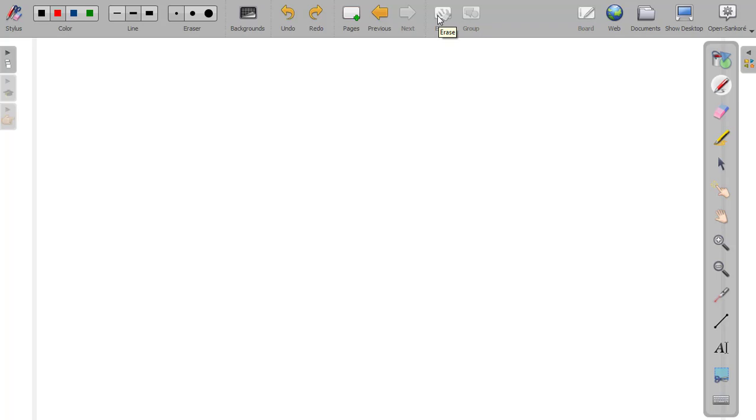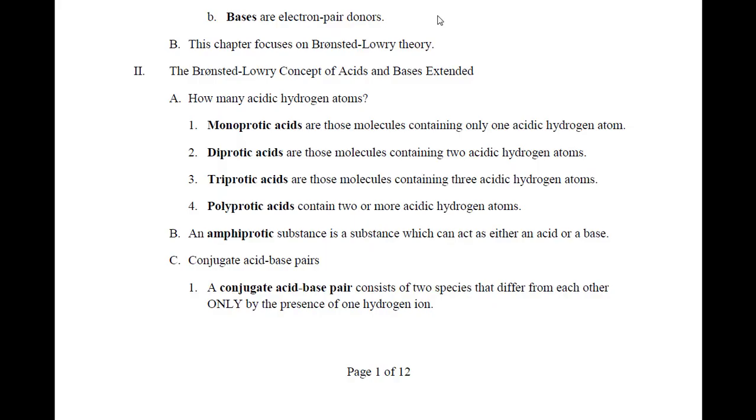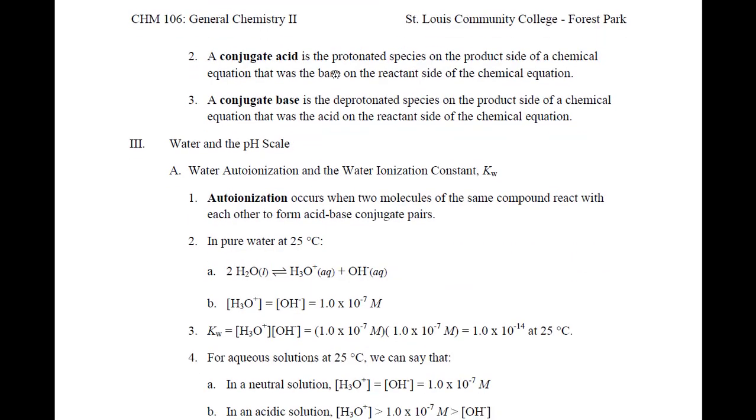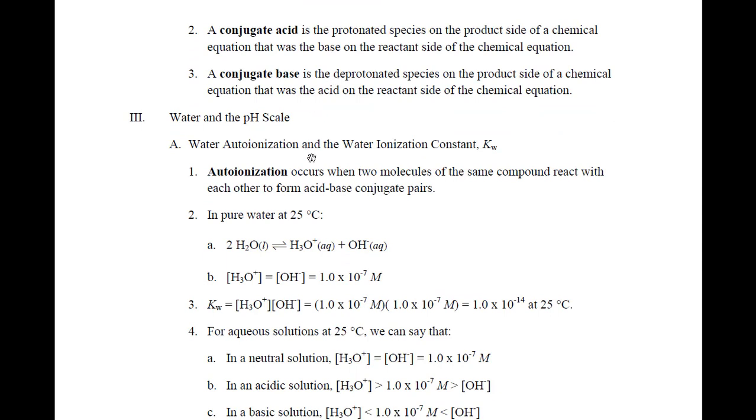Going back to the outline, let's talk about what water does. Water and the pH scale. Even the purest of water, freshly made, you just distilled it, whatever, freshest made water ever, is still not pure water. It immediately auto-ionizes. Auto is a prefix meaning self. Water reacts with itself to form ions.